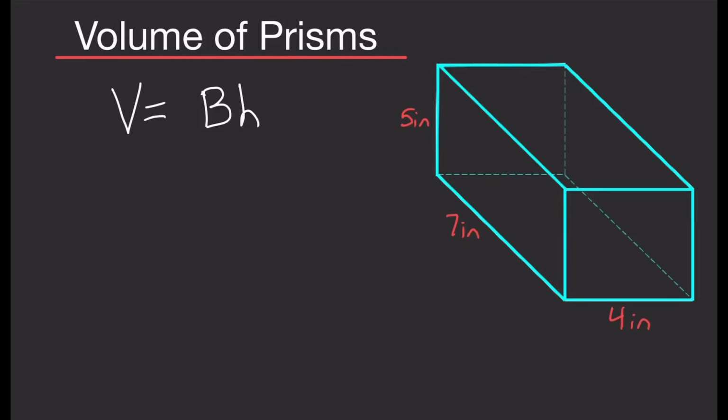Let's talk about volume of prisms. But first, let's review what volume is. Volume is the space taken up by a 3D object. The formula for finding the volume of a prism is V equals BH, where B is the area of the base and H is the height of the prism, or the distance between bases.